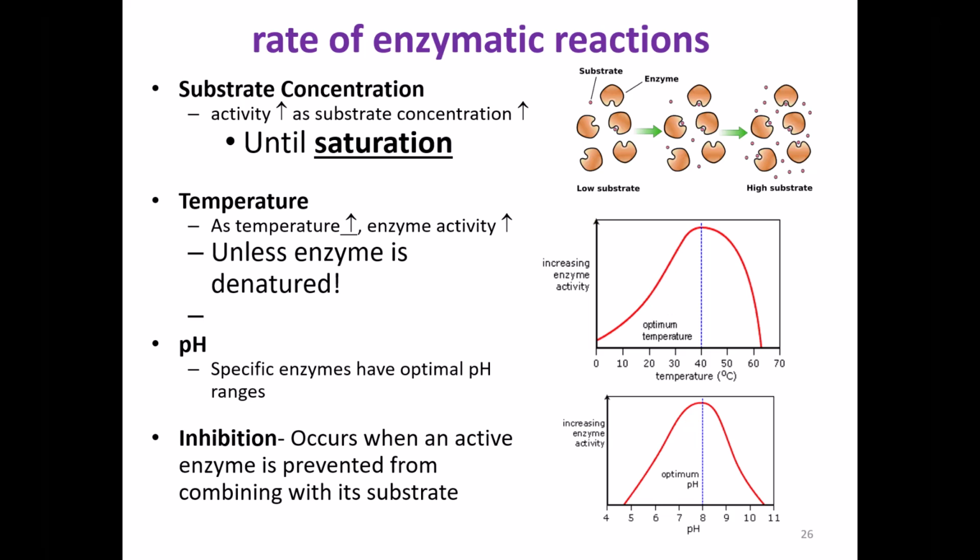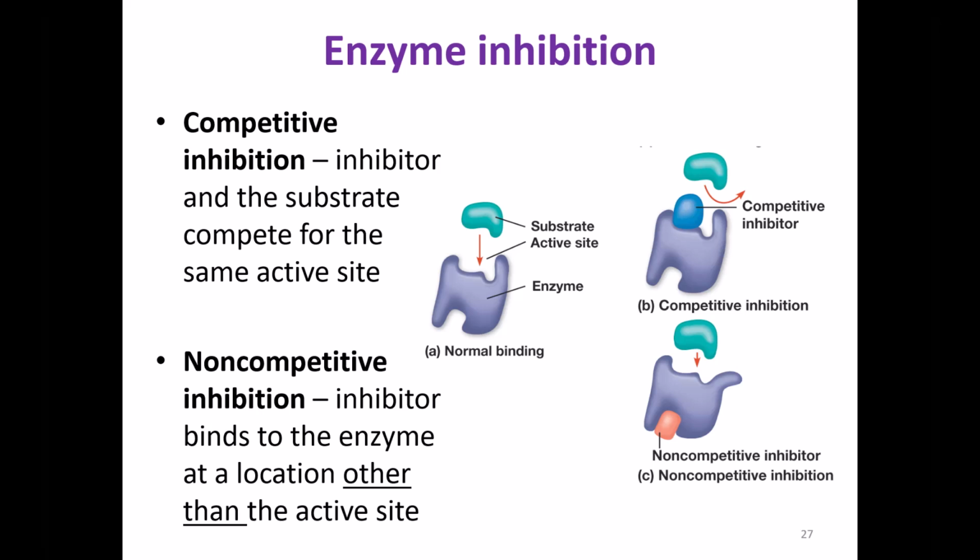With inhibition, this occurs when the active site of the enzyme is prevented from combining with its substrate. So there's competitive inhibition and non-competitive inhibition. In competitive inhibition, the inhibitor is binding to the same active site as the enzyme, so they are actively competing for the active site. In non-competitive inhibition, the inhibitor is binding to an area other than the active site on the enzyme. So they're not directly competing, but in both cases, the substrate is blocked from binding to the active site of the enzyme.